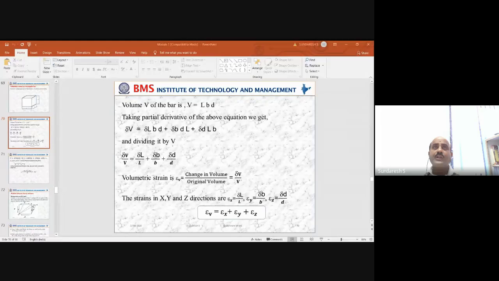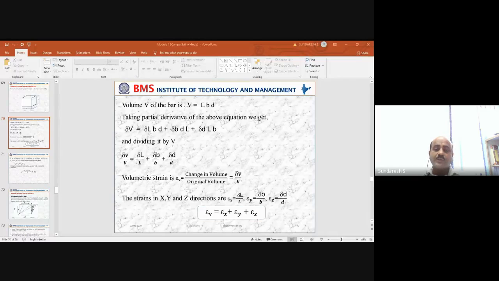Okay. So any clarification, my dear students? Because at the end of today's class, you have one assignment question. So you have to solve that and write it on a sheet of paper, scan it, and post it in the Google Classroom. So please understand the derivation of a volumetric strain in a rectangular bar.